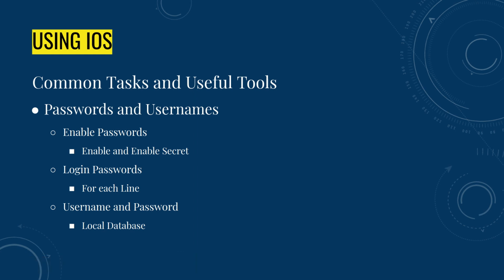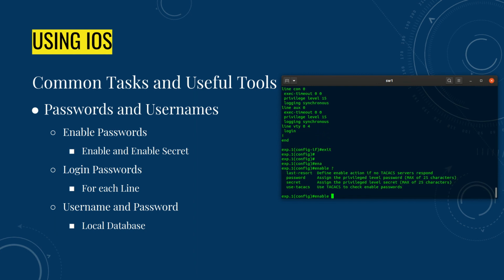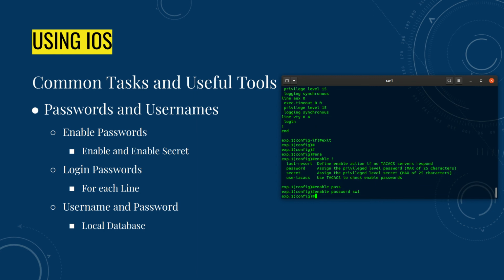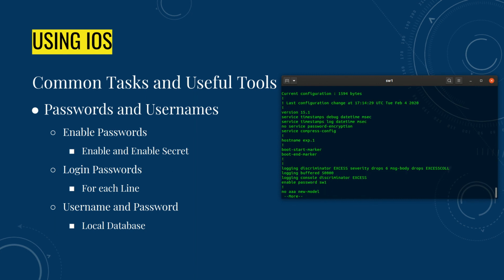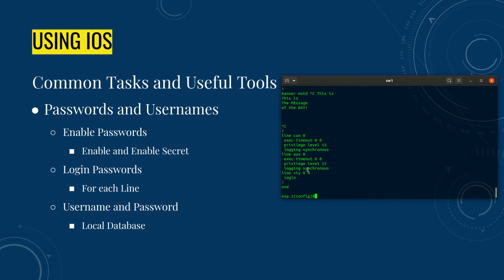Enable passwords, login passwords, and username password. All right, so there are different ways to create authentication. We've got to get out of interface mode. I'm in config mode now. I can set an enable password. Here's a simple enable password, and we'll call it SW1. Here's the problem with enable password though: do show run, it just shows up in the config. Not very secure.